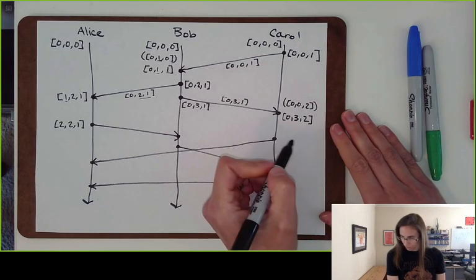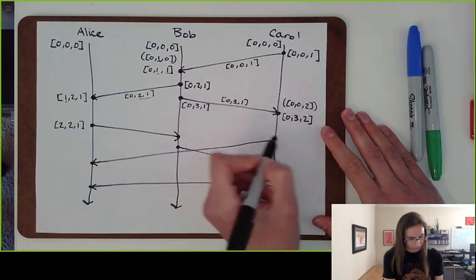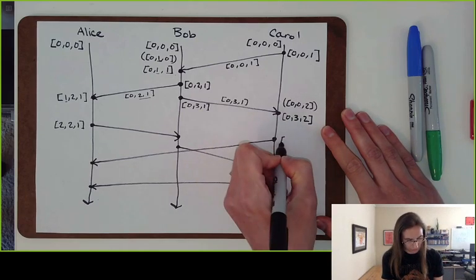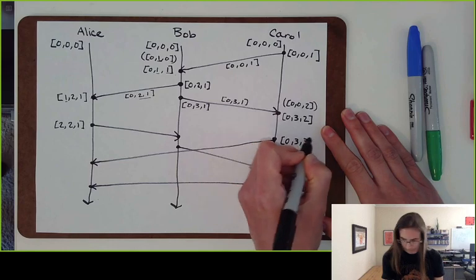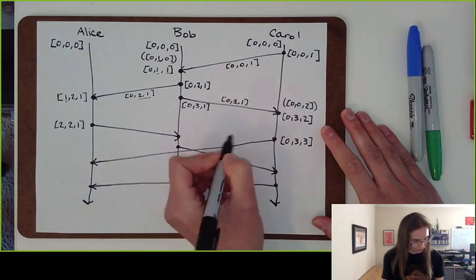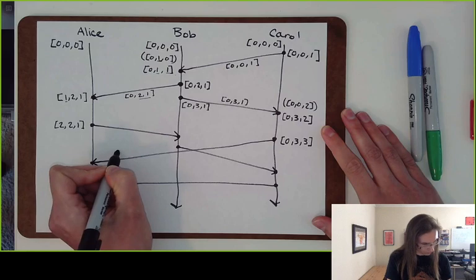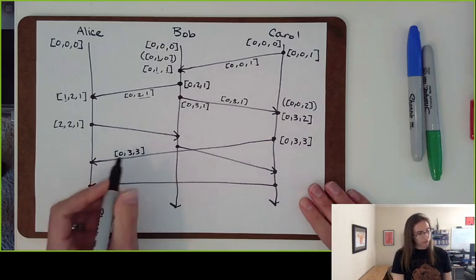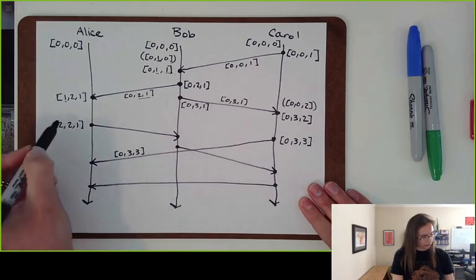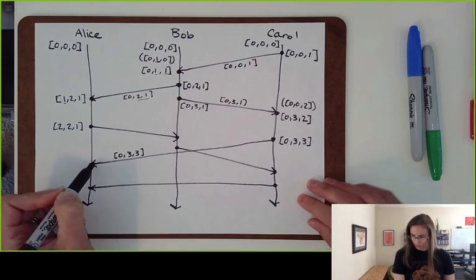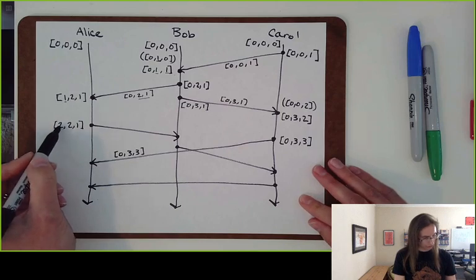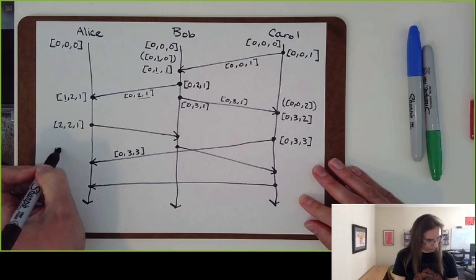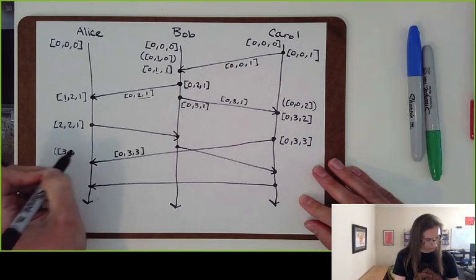So let's go ahead and fill out some more of these here. So this one is going to be, Carol is going to be having her third event, so 0, 3, 3. That's going to get passed along on this message. Here we're combining 0, 3, 3 with Alice's local vector clock. By now, Alice's position has been incremented for this event, so it would be 3, 2, 1 for the intermediate value, if you want to write that down.